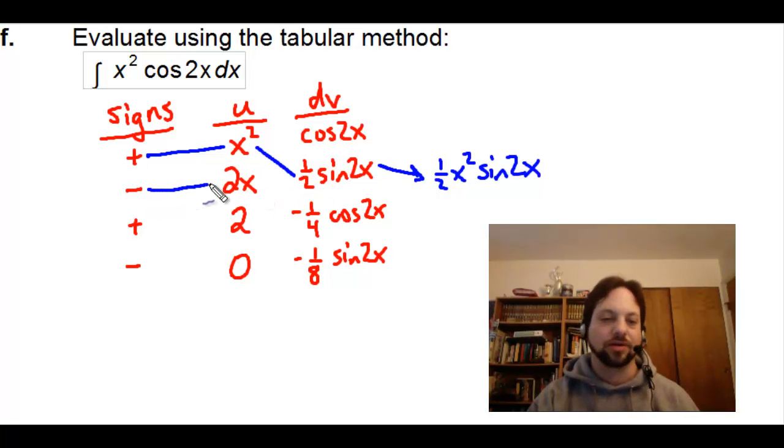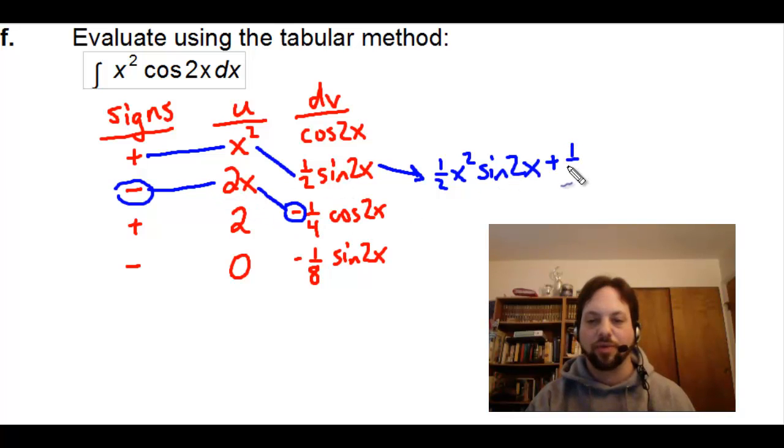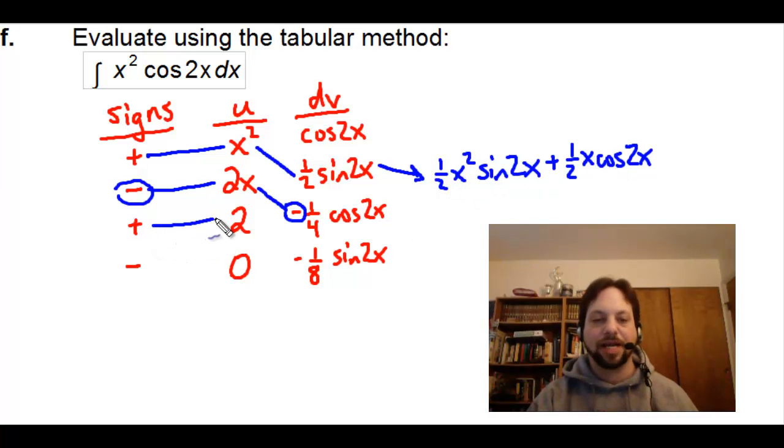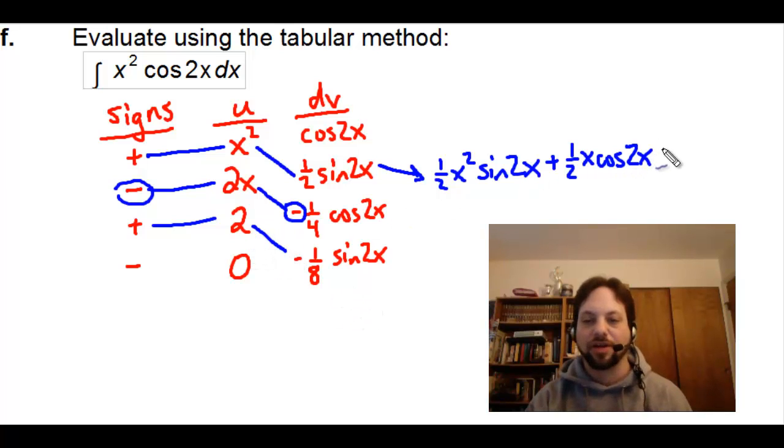My next term is going to be this right here. That's going to be plus, yeah, I know it says minus here, but it also says minus here, so that is going to be plus. The 2 and the 1/4 are going to give me 1/2. I still have my x cosine 2x. Notice that I had an x squared, now I have an x. My next term is going to be this right here. There are no x's left. In fact, this term is going to be minus 1/4 sine 2x.